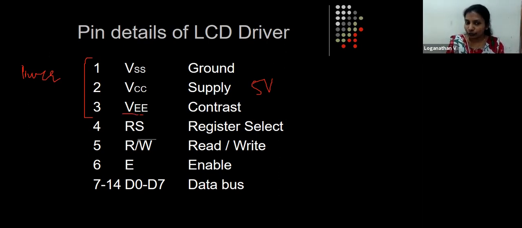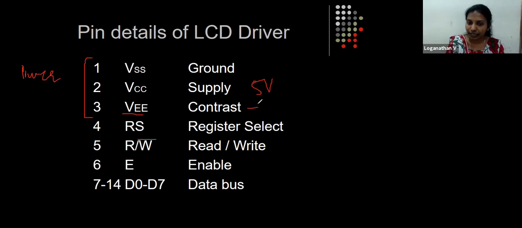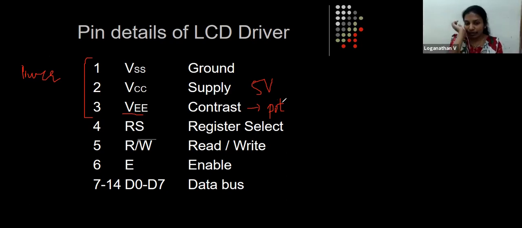As you know, it is emitter, and here it is given as contrast. Now, this VEE pin will be connected to a potentiometer. You know the purpose of a potentiometer? To vary the voltage. So as you vary the potentiometer, the brightness of the LCD will be varied. So for that, this VEE pin is connected.